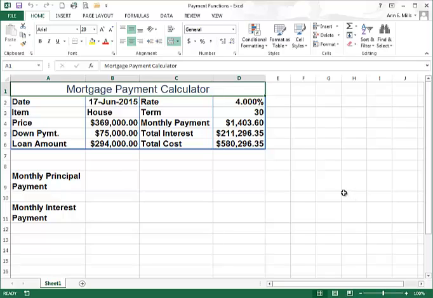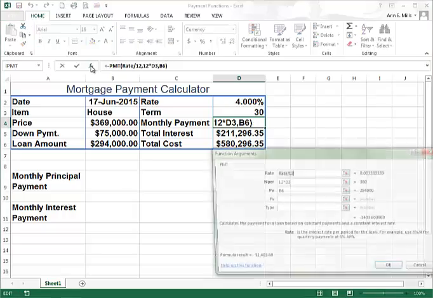And in this particular example, you'll see that the monthly payment has already been calculated here based on a loan amount of $294,000. The interest rate is 4%, and the amount of time that this loan will be taken out is for 30 years, which you can see in the term area. And I am in cell D4, which you can see in the formula bar there. The PMT function was used to calculate the monthly payment.